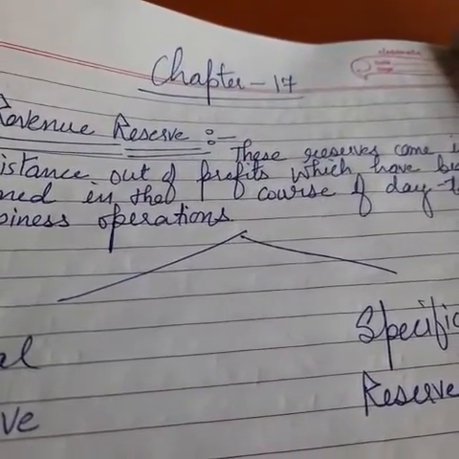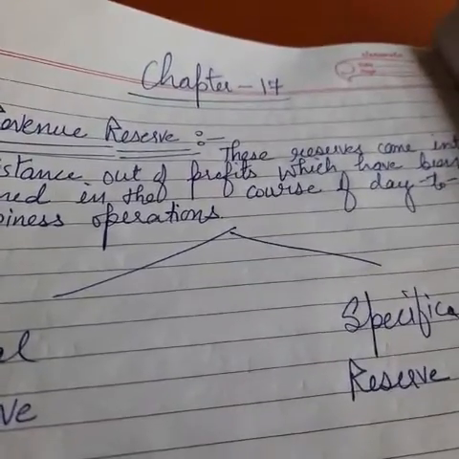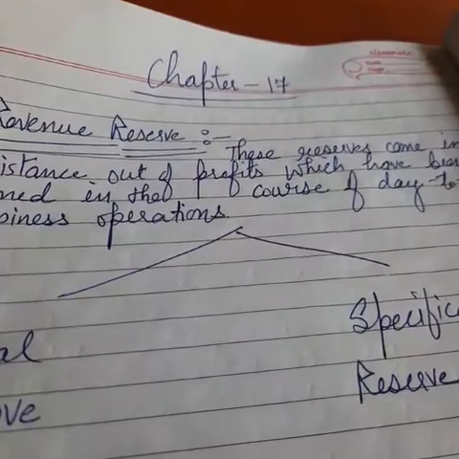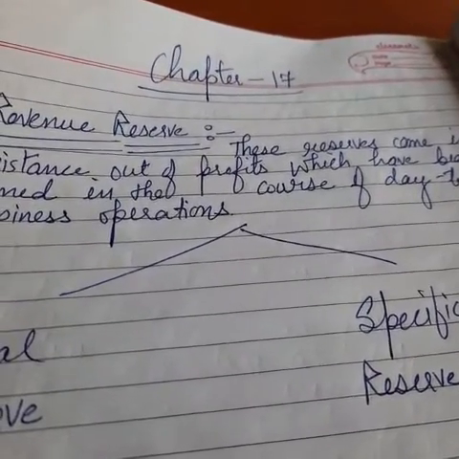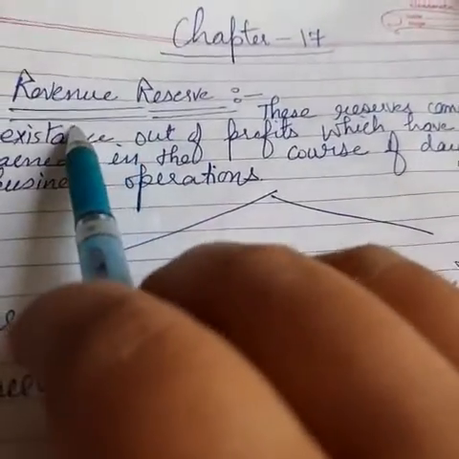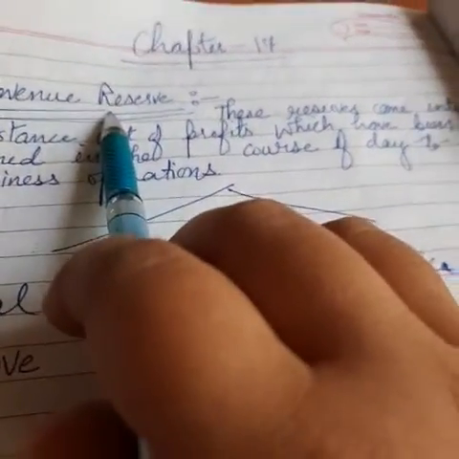So let's continue our chapter number 17, that is provisions and reserves. And the topic that I'm going to discuss today is revenue reserve and capital reserve. So let's get started. Firstly, let's see what is the meaning of revenue reserve.